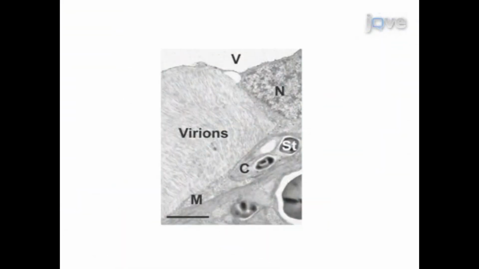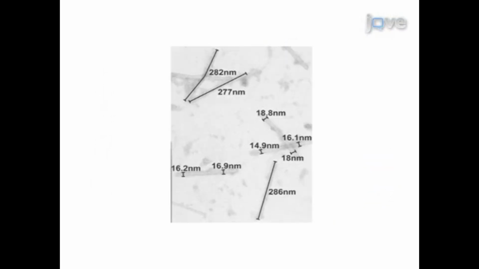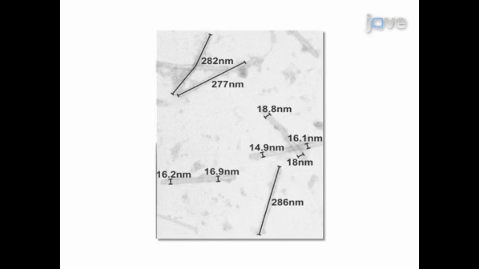The samples are then investigated in the transmission electron microscope, and the size of virus particles is measured by image analysis. Ultimately, the results show typical virus-induced ultrastructural alterations and the size of virus particles through transmission electron microscopy methods.